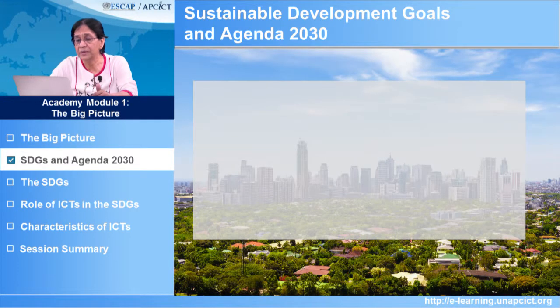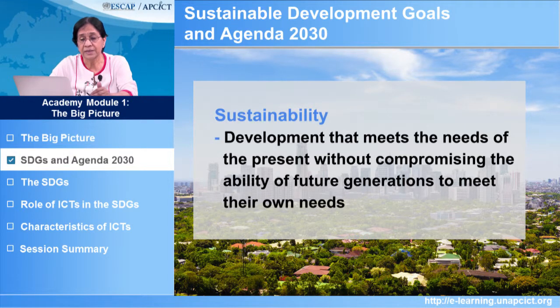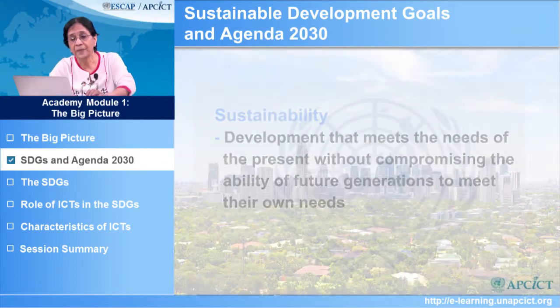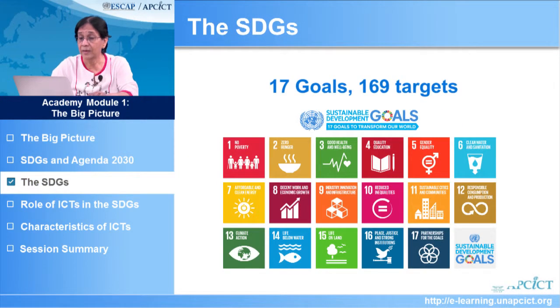The third concept was sustainability. Sustainability essentially is development that meets the needs of the present without compromising the ability of future generations to meet their own needs. And these three concepts together form fundamental premises which run through all of these Sustainable Development Goals. There are 17 goals and 169 targets.